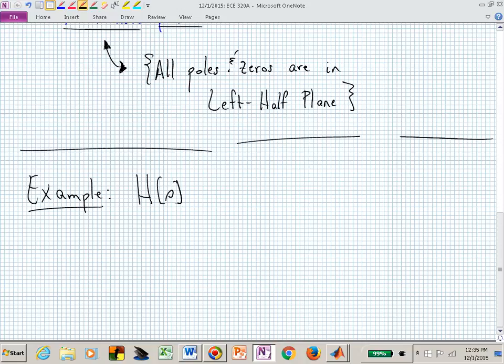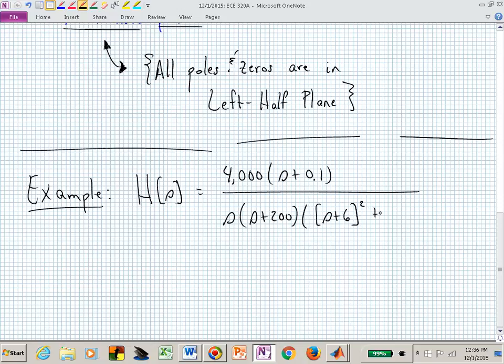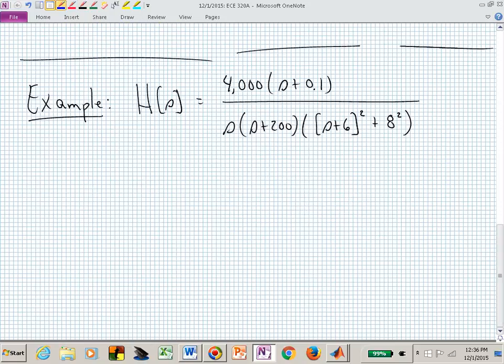Then we have the transfer function, which is this 4,000 (s + 0.1) over (s + 200), and then let me say that this one is (s + 6)² + 8². If you had to tell me what form that transfer function was written in, how would you describe that form? And here you have two options, really. Is it time constant form or is it pole zero form? This is pole zero form.